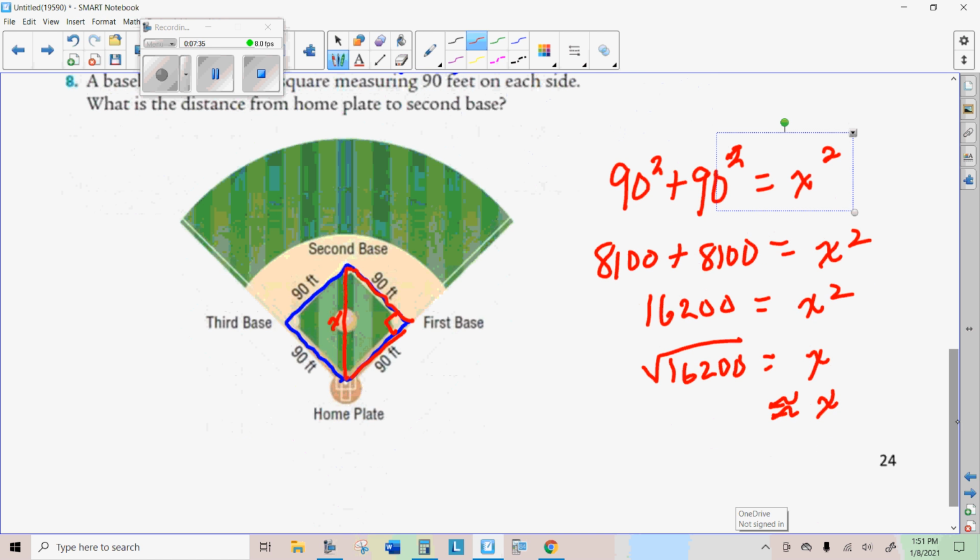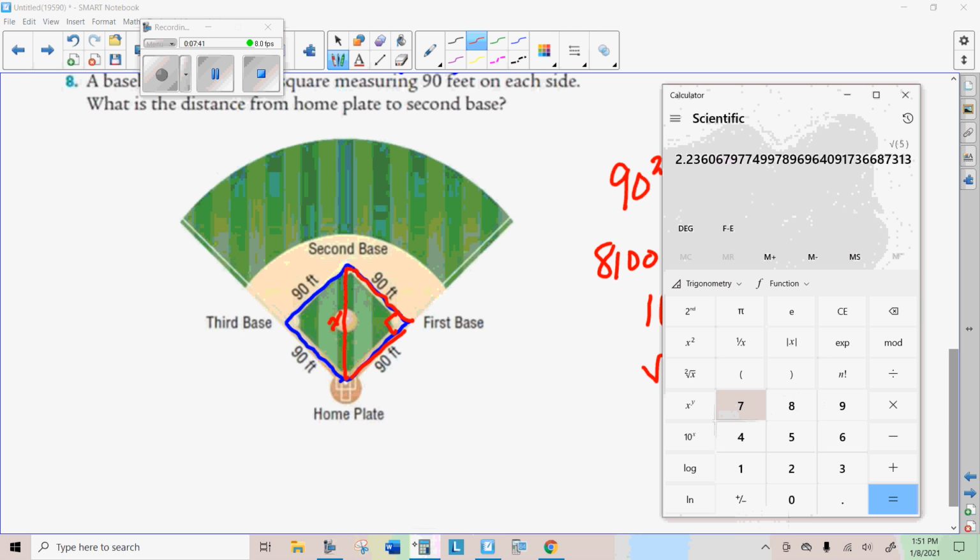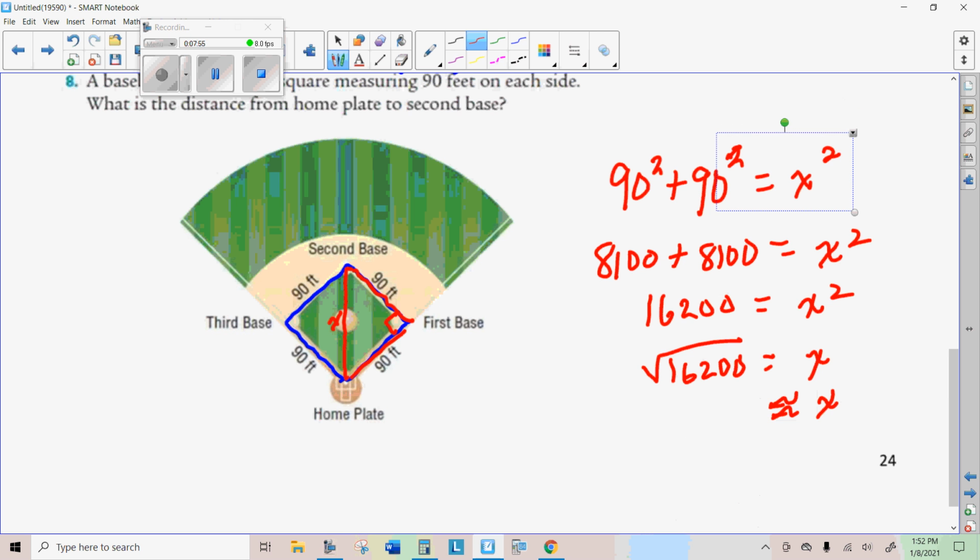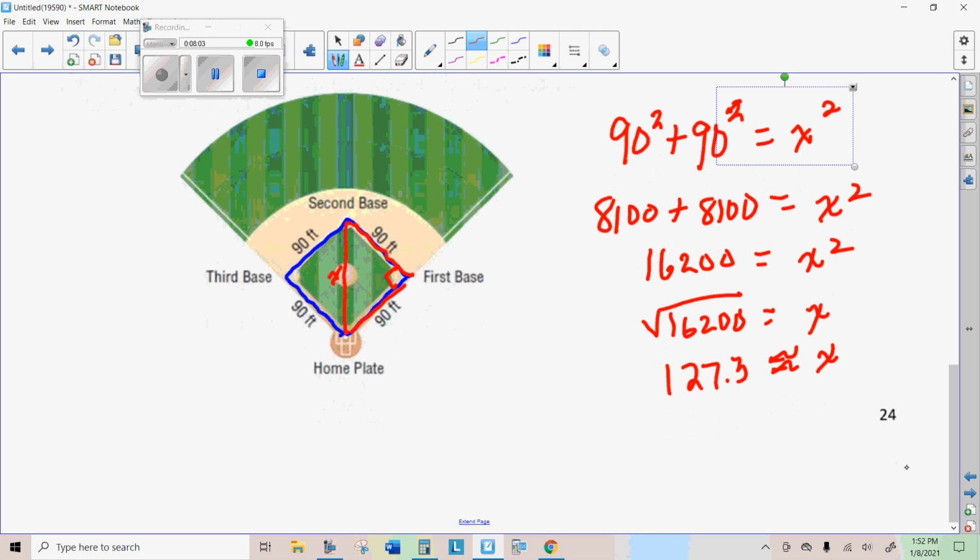All right, here's my work for that. And the last thing, if you want to know how many feet that is so that it's a normal number, we would have to take the square root of 16,200. So it's about 127 feet, a little over that. Let's say 127.3, rounded to the nearest tenth of a foot. All right.